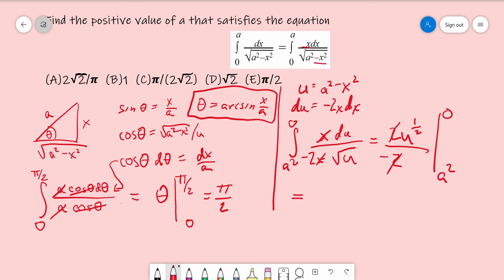Well, at 0 it's just 0. And then we're going to subtract the square root of a squared, which is just a, or the absolute value of a. But then we've got this negative here, so that's going to make this a positive. So that's just going to be a. Now, we're setting these two integrals equal to each other, so that means that a is equal to pi over 2, which is answer E.